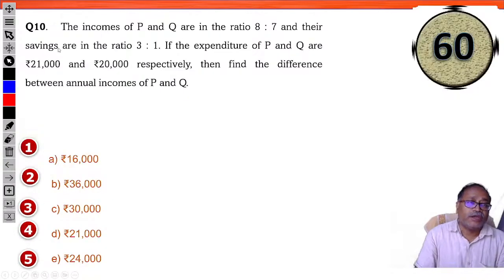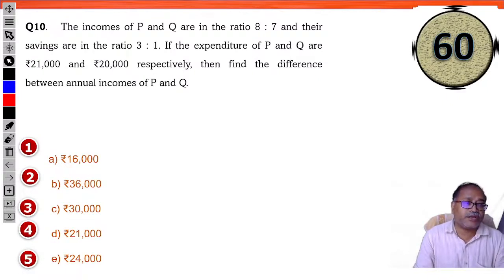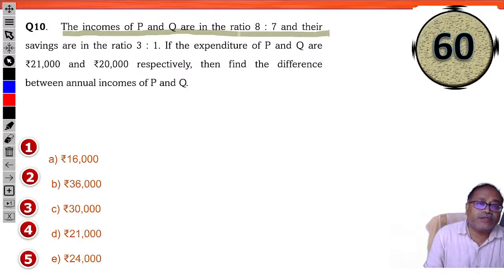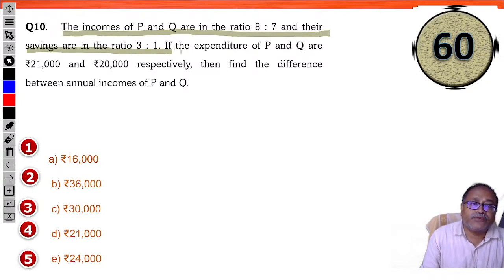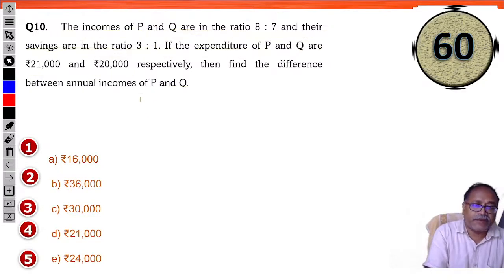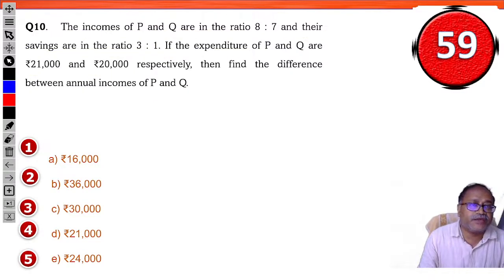Okay. Next question, the 10th and the last question. So what is the question here? Here the incomes of P and Q are in the ratio of 8:7, and their savings are in the ratio of 3:1. If the expenditures of P and Q are 21,000 and 20,000 respectively, then find the difference between the incomes of P and Q. You know, it's a very standard format of question. But the matter is how much time you take. Your time starts now.